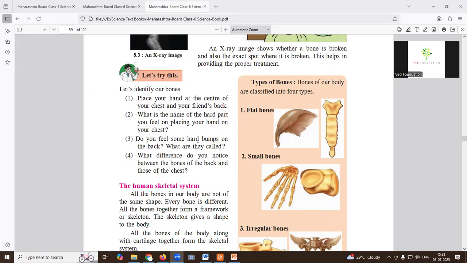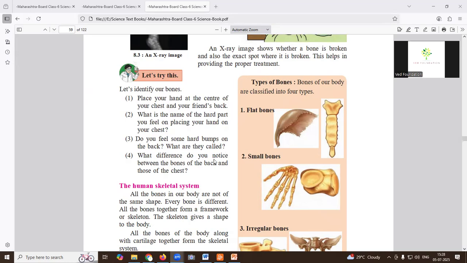Next, do you feel some hard bumps on the back? What are they called? Place your hand on your back and you can feel a series of hard bumps along the back. These are called vertebrae and together they form the vertebral column or spine.